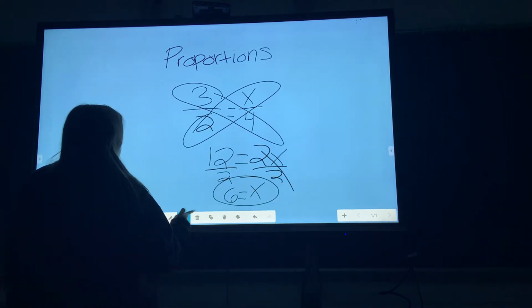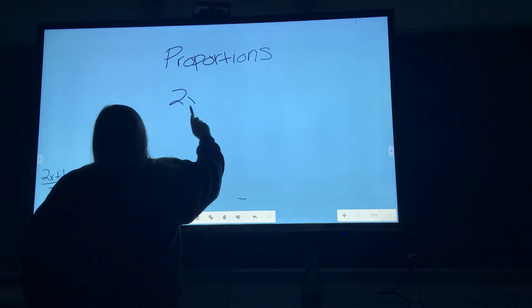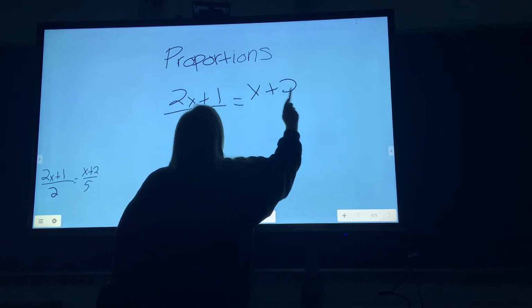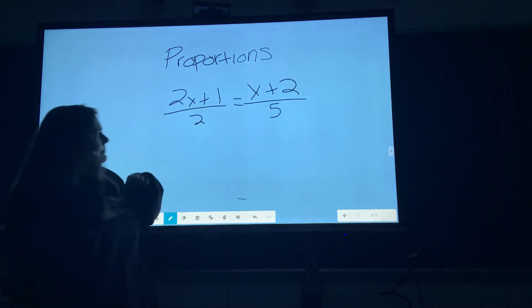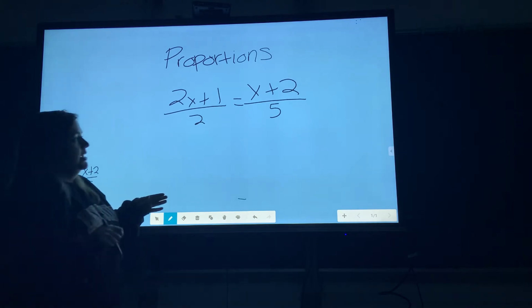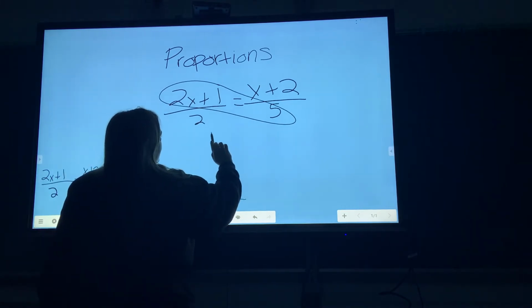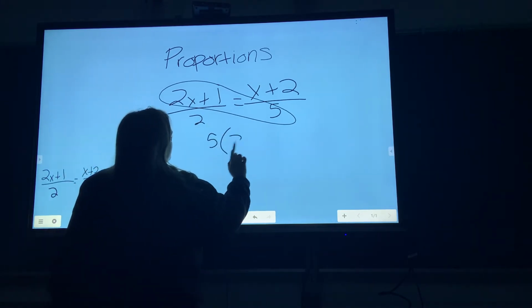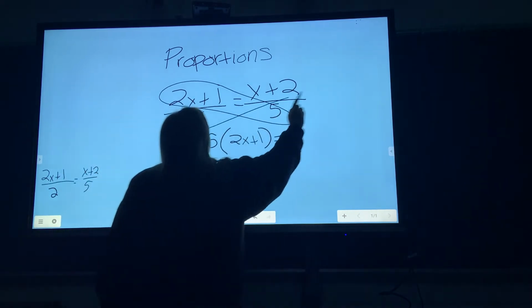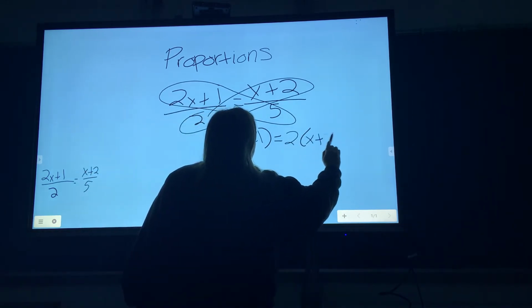You might also see this one. For this one, you're still going to cross multiply, but then you're also going to end up using the distributive property. I'm going to take these two things, so it's 5 times the quantity 2x plus 1, equals, and I'm going to take these two, 2 times the quantity x plus 2.